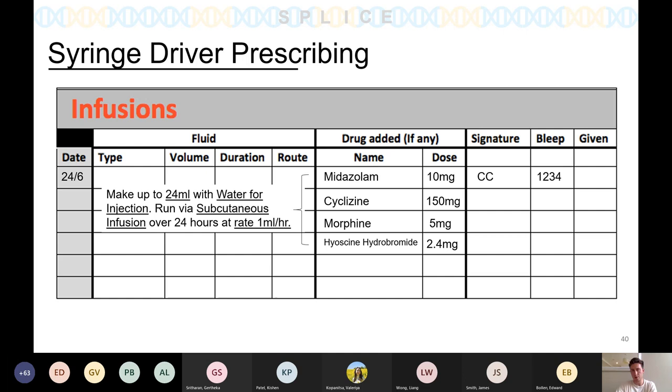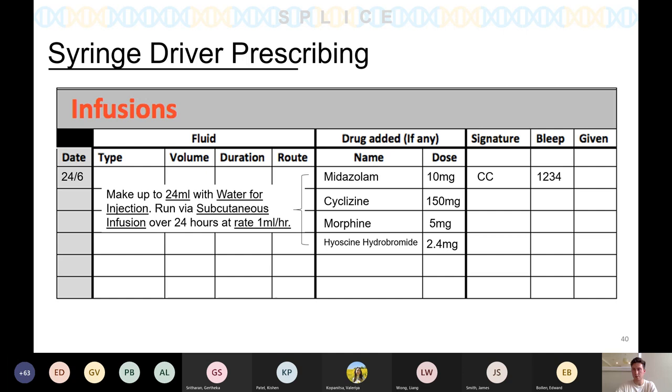The other thing to remember is that you're using water for injection here, and not saline or any other kind of fluid. And then you draw this arrow or this box to show which medications you're including in your syringe driver. And it's essentially that simple. That's all you'll need to write up.